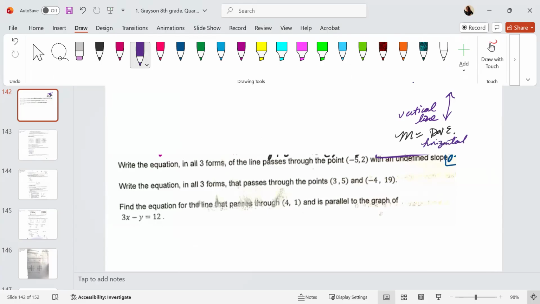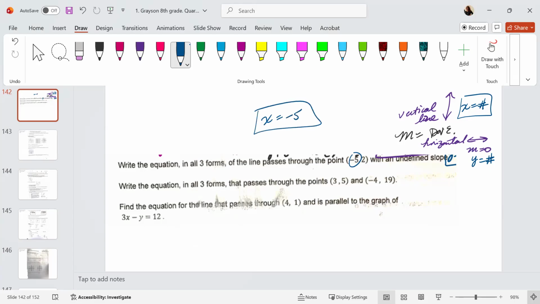With a horizontal line, the slope is 0, correct? If it's a vertical line, it's x equals some number, right? This is y equals some number, correct? Since it's only x equals a number, what's the x value here? So x equals -5. That is the only equation you have for all three forms. That's right, x equals -5.